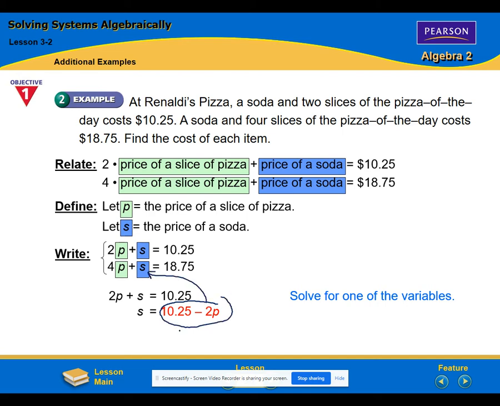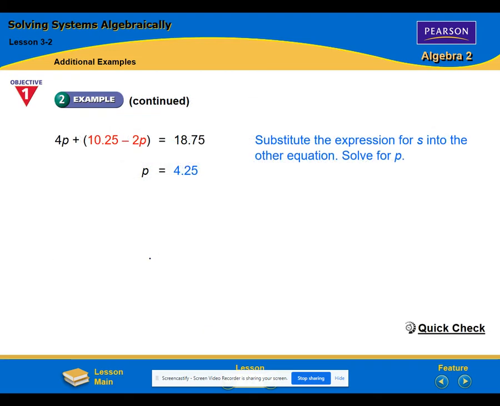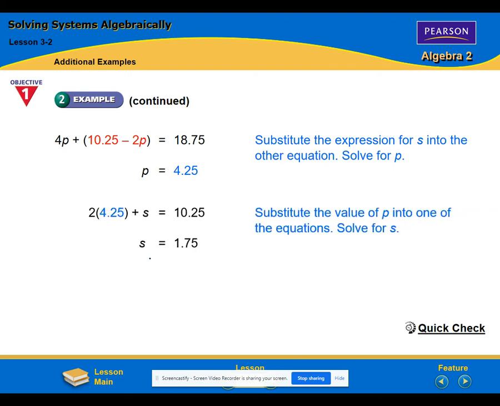Okay, now you just saw me do that once, so you probably don't need to see me go through the motions again. Do note that if this were a minus sign, you would be subtracting the quantity 10.25 minus 2p. Since it's plus, it doesn't matter, but just note that it's the whole quantity, 10.25 minus 2p, that's getting plugged in there. And there's their work, and they solved, and they got p as 4.25. That means that a slice of pizza is $4.25.